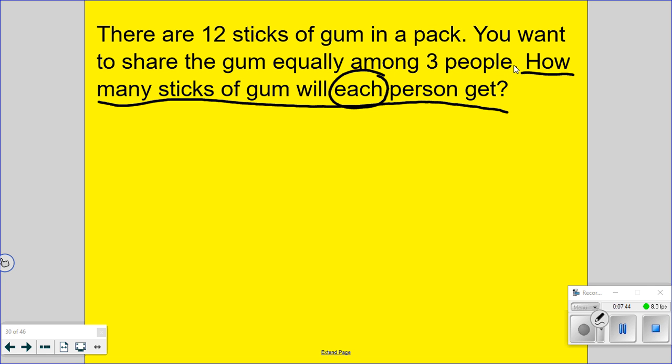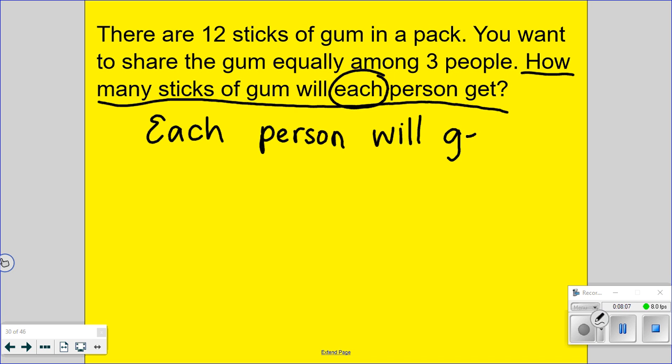So let's write our answer sentence. Connor, you think you can help me? All right, Connor is starting out with that word each. I think that's a great strategy. Each person will get blank sticks of gum.